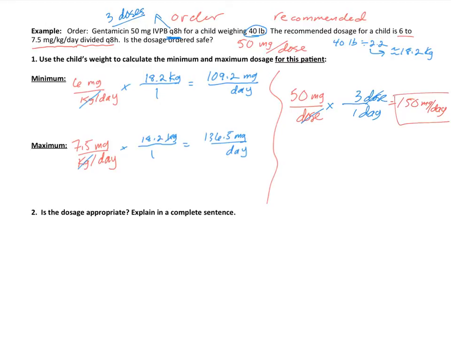Now, we could have also taken the recommended amount and divided it into 3 pieces, right? If this is per day, we know we're splitting it into 3 equal pieces. We can divide this by 3 or divide this by 3 to change the range into per dose. So that would be acceptable too. The idea is that we need to get the order and the recommended to match. So if you need to make more adjustments to the recommended so that it matches the milligrams per dose, feel free to do that. But I decided to change the milligrams per dose for the order into milligrams per day.